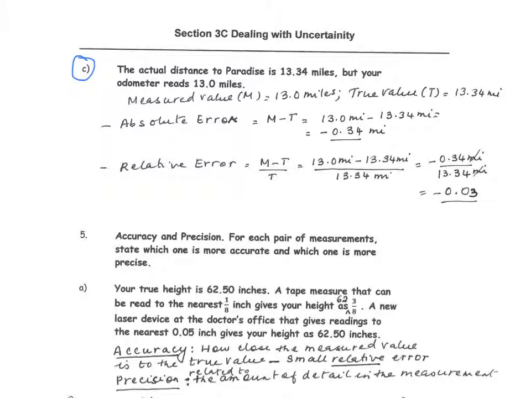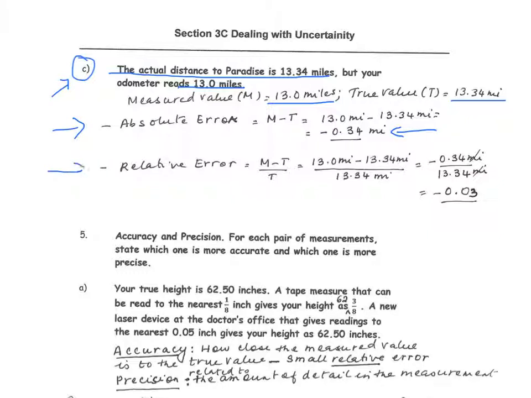One more example of calculation of absolute and relative error. The actual distance is 13.34 miles, but your measured distance is 13.0 miles. So we have 13.0 miles as m. The true value is 13.34. The absolute error is m minus t, which is 13 minus 13.34 miles, is a negative 0.34 miles. So errors can also be negative.